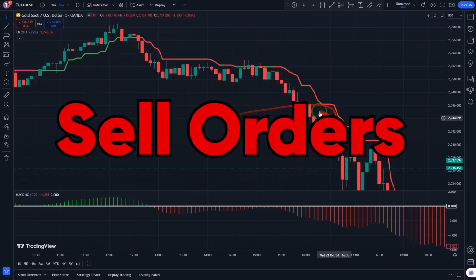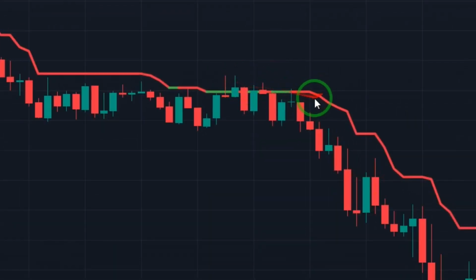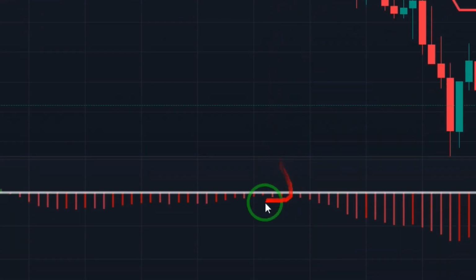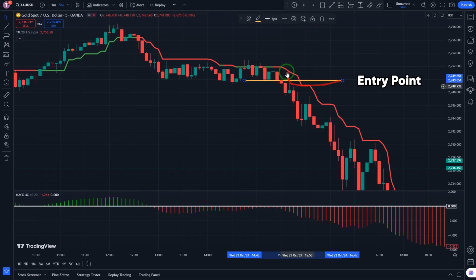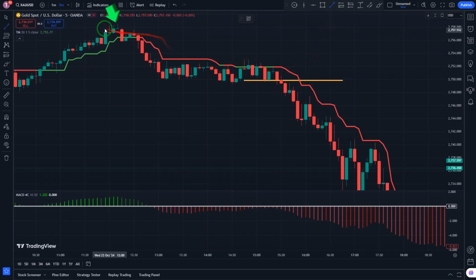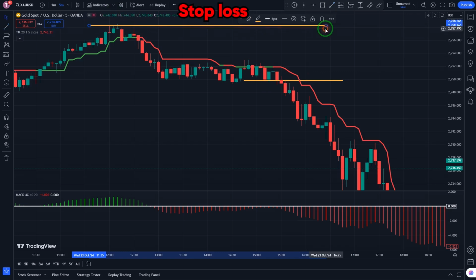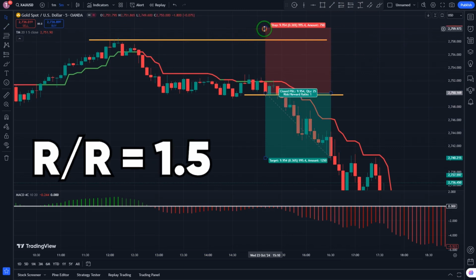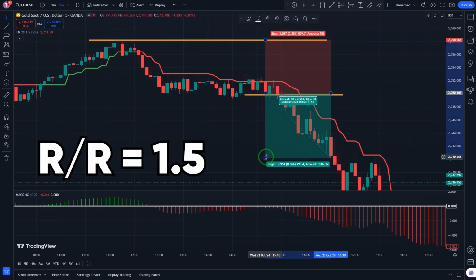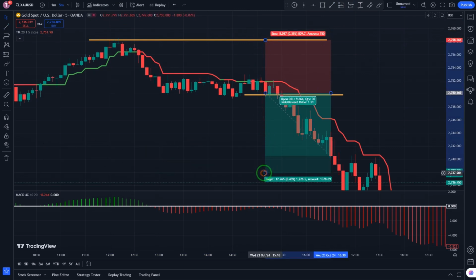For sell orders, we first need to look for a point where the Trend Magic indicator changes color from green to red. Then we should check the histogram and ensure that we are in a downtrend. If we can find these conditions on the chart, it means we have found a suitable entry point for our trade. Now we can set our stop loss a little above the last swing high. After that, we enter the sell trade and consider our risk to reward ratio as 1 to 1.5, and we wait for our trade to close with a profit.